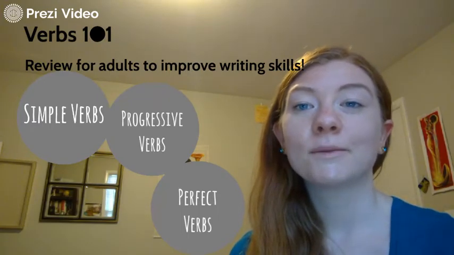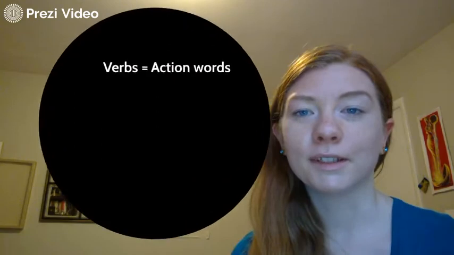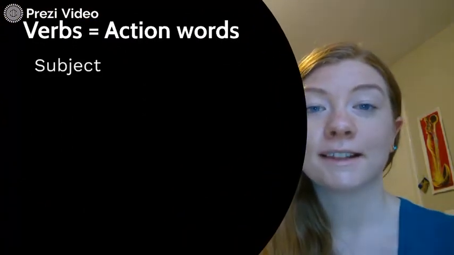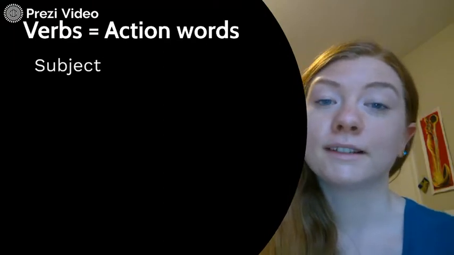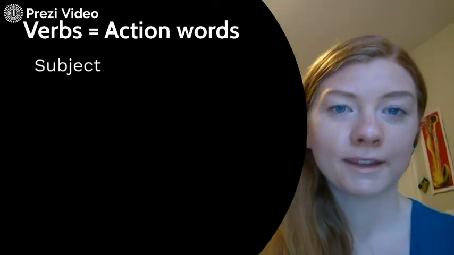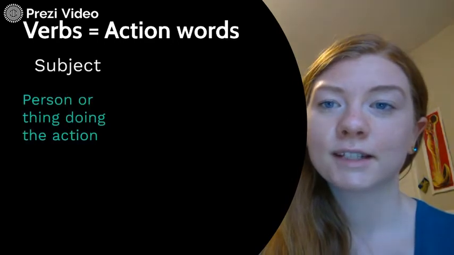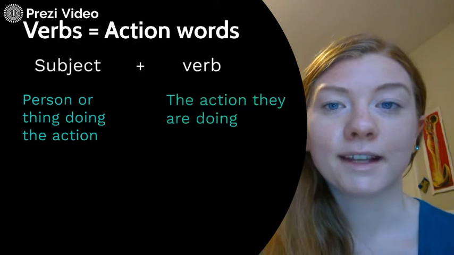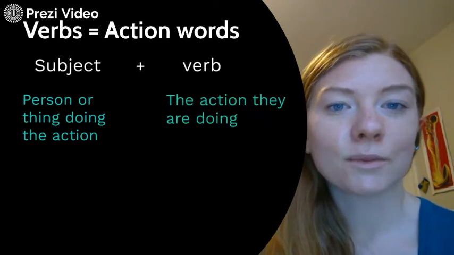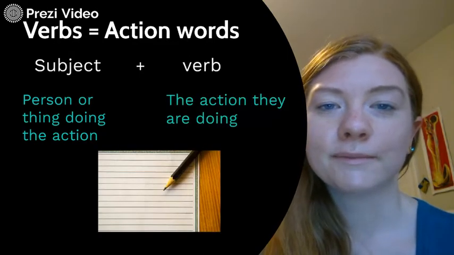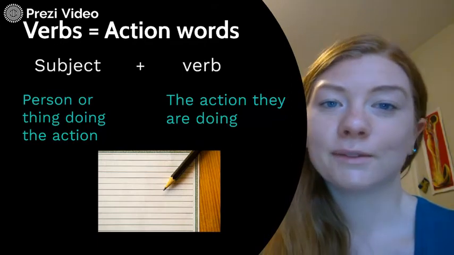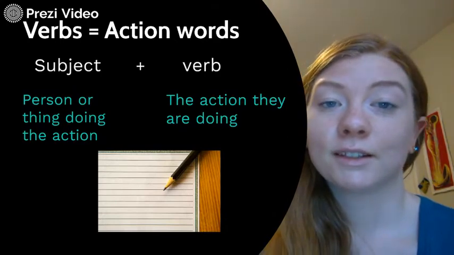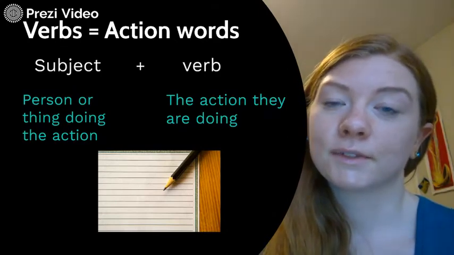So let's begin with verbs. Verbs 101. Verbs are action words, and that means that they help you know what action the person or thing is doing. So it starts with the subject, a person or thing doing the action, and then you add the verb, and that's the action they are doing. It's an action word. So, for example, I am talking to you and you are listening. I am the subject, talking is the verb, you are the subject, and listening is the verb.